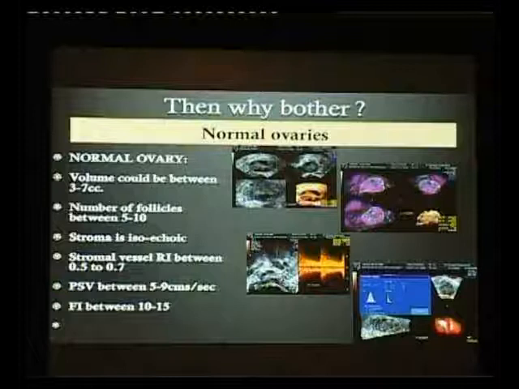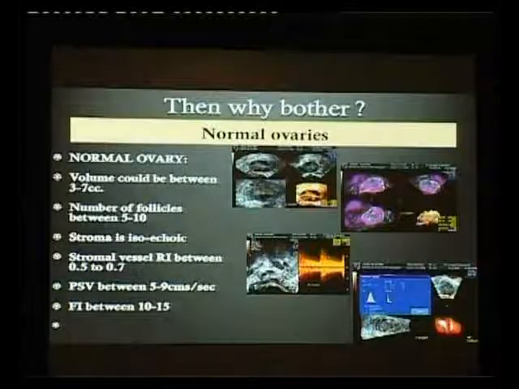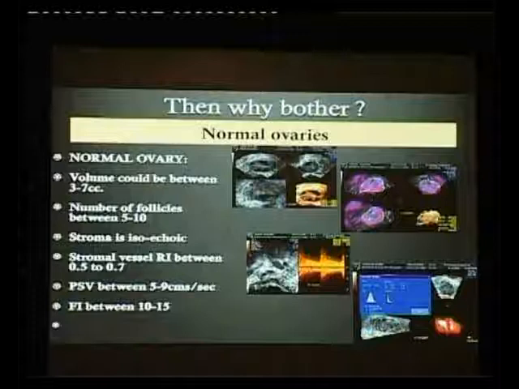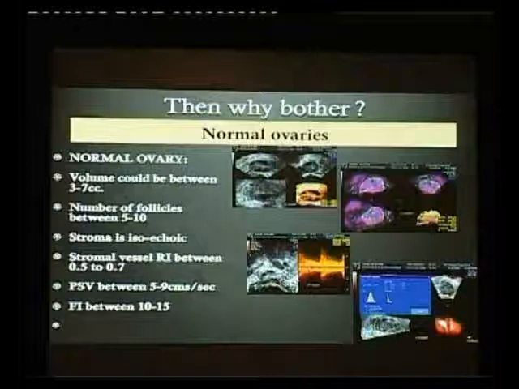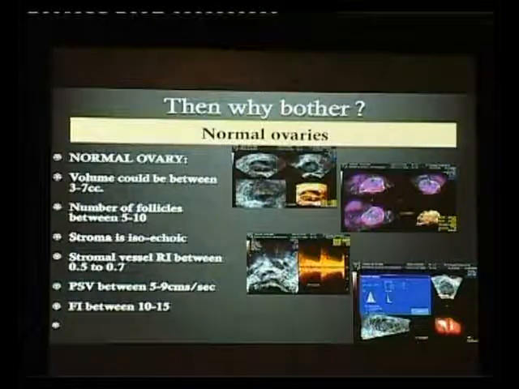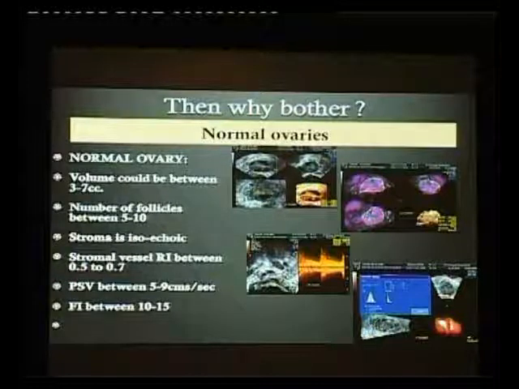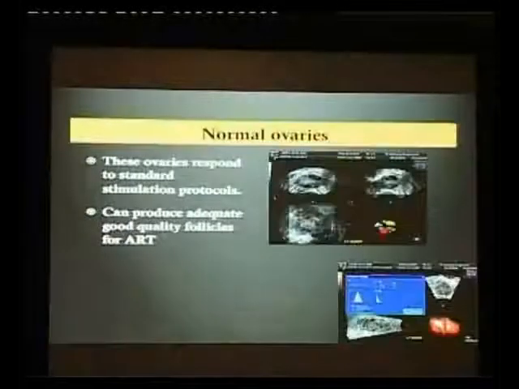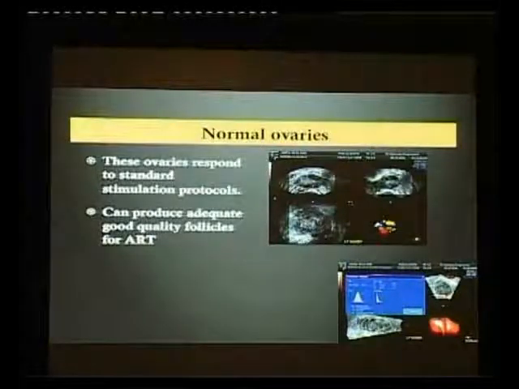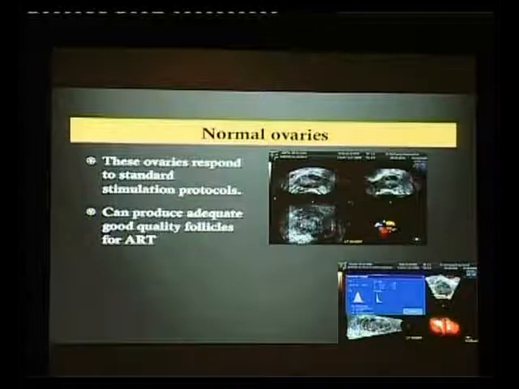But first we must know what is a normal ovary. In the normal ovary, the volume should be between 3 to 7 cc. The number of follicles between 5 to 10. The stroma should be isoechoic to that of uterine myometrium. The stromal vessel RI should be between 0.5 to 0.7. Peak systolic possibly ranging between 5 to 9. And flow index between 10 to 15. Now these normal ovaries will respond to standard stimulation protocols once we get all of this data. They can produce adequate, good quality follicles for ART.